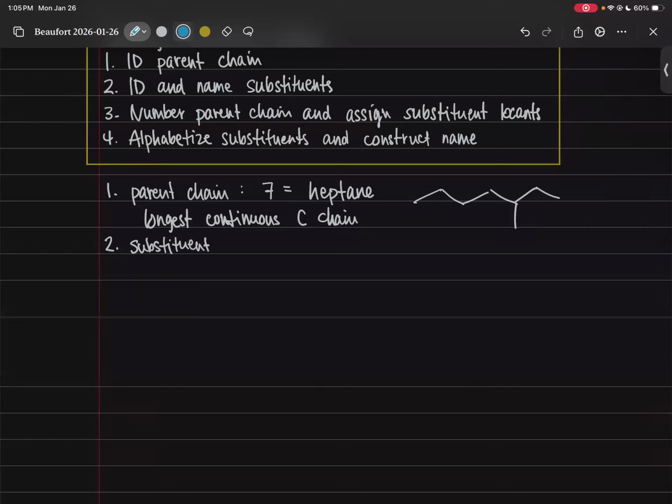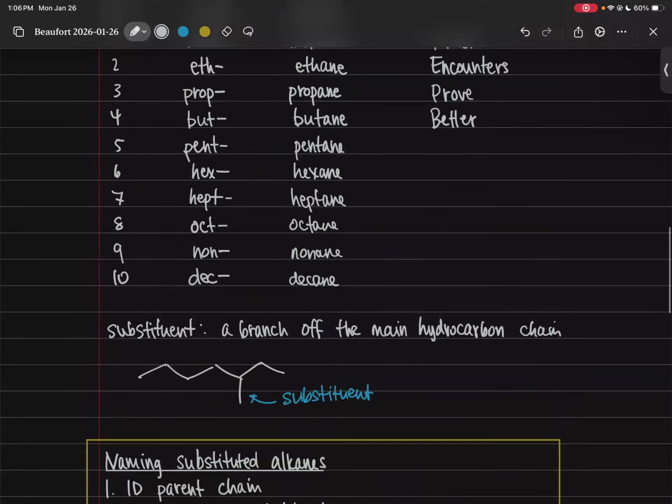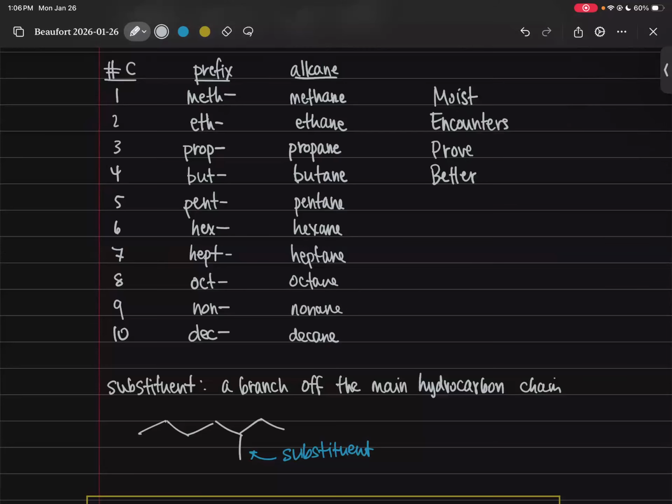So be careful that this carbon here is already part of the parent chain. And so there's only one carbon there that's not in the parent chain, so that's methyl. Only have one substituent, so just one methyl group. Methyl because it has one carbon and it's just a CH3 group.